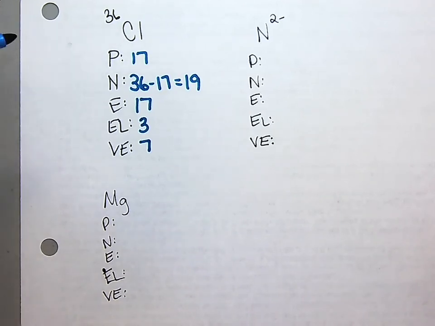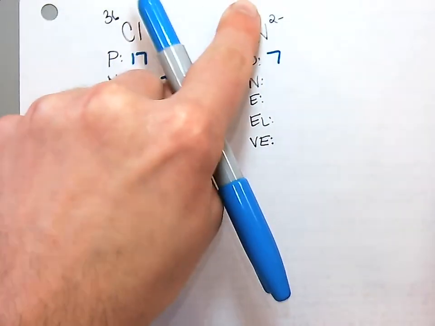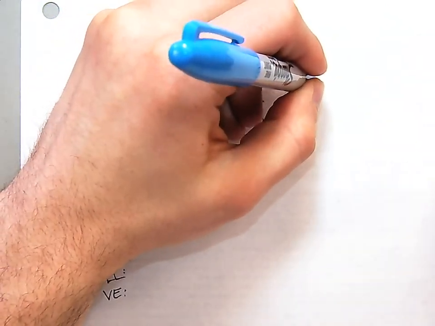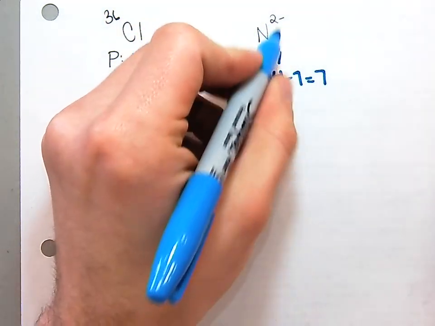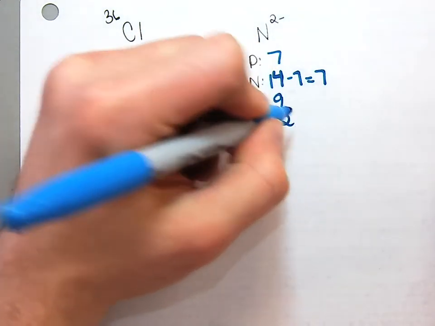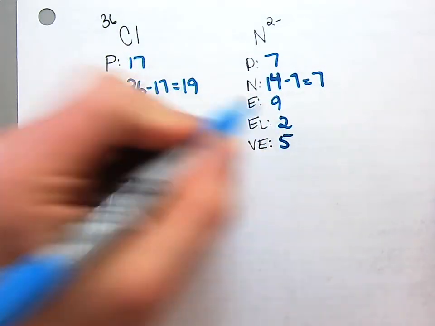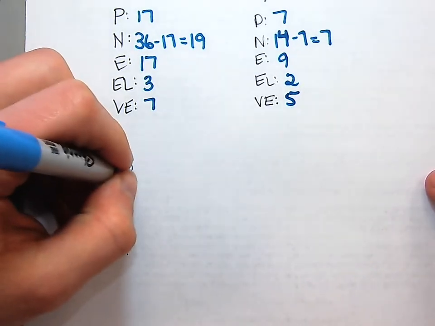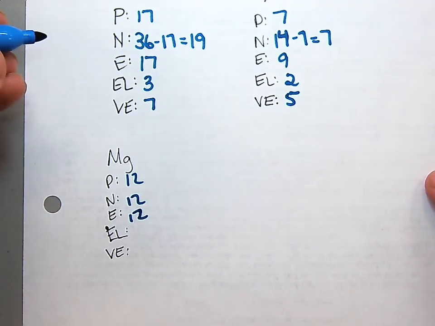For nitrogen, it's number 7. Since it doesn't have a number over here, I use the number up there, 14 minus 7. For the electrons, since it has a negative 2 charge, this is going to be 2 more than that, so 9. For the energy levels of nitrogen, it's 2. And for the valence electrons, it's going to be 5. Okay, for magnesium, we're going to end up with 12, 12, 12, 3, 2.